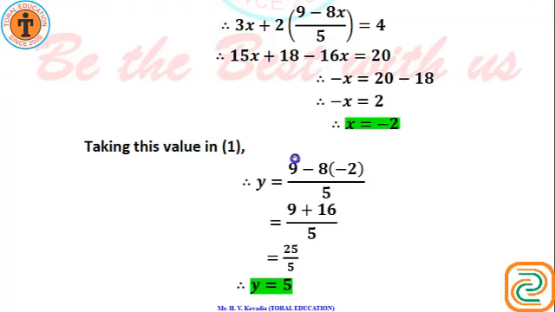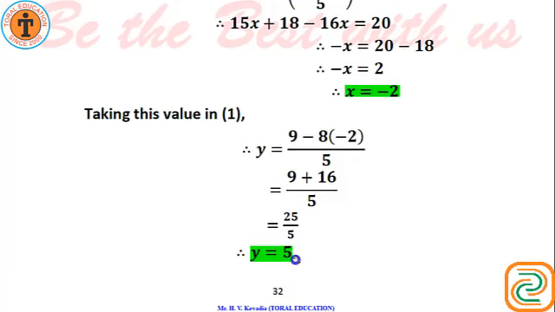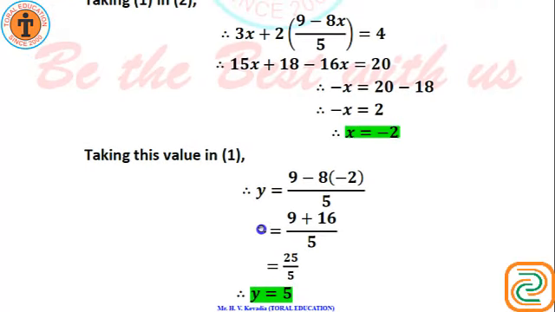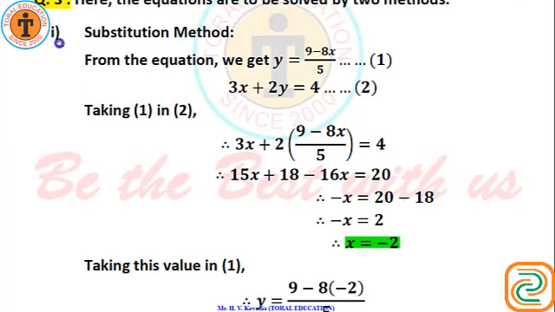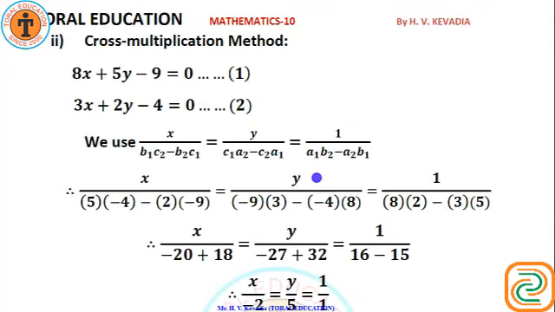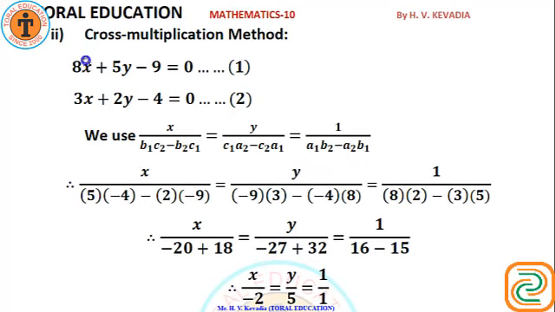If we solve this equation by any method, we'll get the same answer. Now it is the cross multiplication method. The first one was the substitution method, and the second one is the cross multiplication method. Here are two equations. So we have x upon (b1c2 minus b2c1) equals y upon (c1a2 minus c2a1) equals 1 upon (a1b2 minus a2b1).